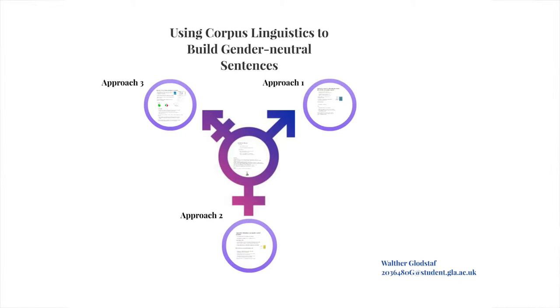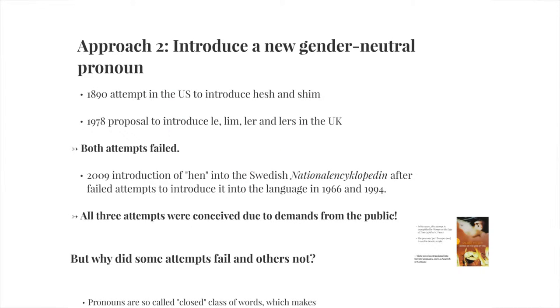The second approach is far more radical. It's saying we need to invent a new pronoun to actually fill this slot, which is what they did in Sweden. And in the English language, this actually has some history. In 1890, in the US, you had hesh and shim. And in 1978, there was a proposal to introduce le, lim, lur, and lurs, respectively. Both of these attempts failed, however. In 2009, however, hen in Sweden was introduced into the Swedish National Encyclopedia, though that was also only after failed attempts in 1966 and 1994.